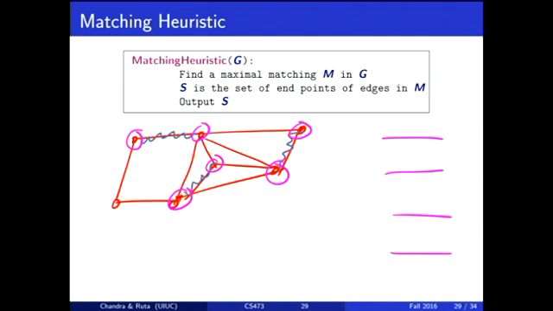Every vertex cover must have at least one endpoint from each edge of the matching, right? So every vertex cover must have size at least the size of the matching. In fact, every vertex cover must have a size at least the maximum matching. But this is not even a maximum matching, it's a maximal matching. So definitely it should have at least the size of the maximal matching. How many did we output?